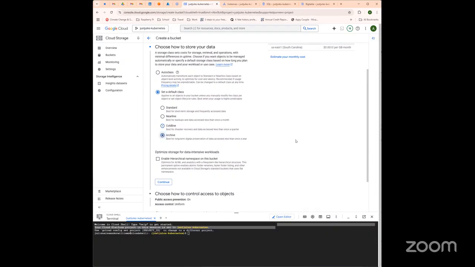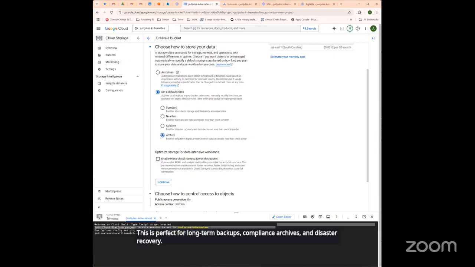And finally, you have Archive. All right. Archive is the lowest cost storage for rarely accessed data. There's a 365-day minimum storage term. This is designed for data that may only be accessed once or twice per year. There's high retrieval costs, but low storage costs. This is the highest retrieval cost and the lowest storage costs. This is perfect for long-term backups, compliance archives, and disaster recovery.